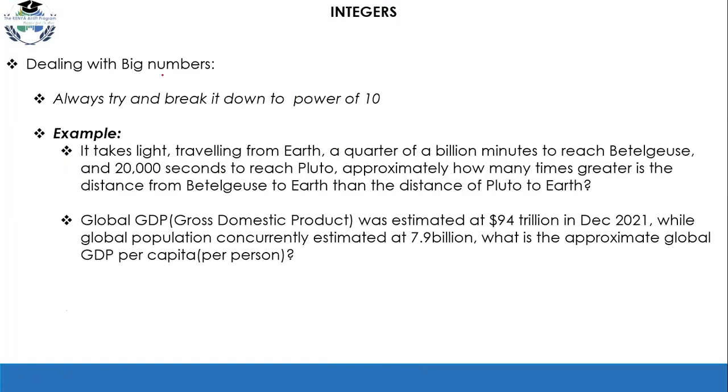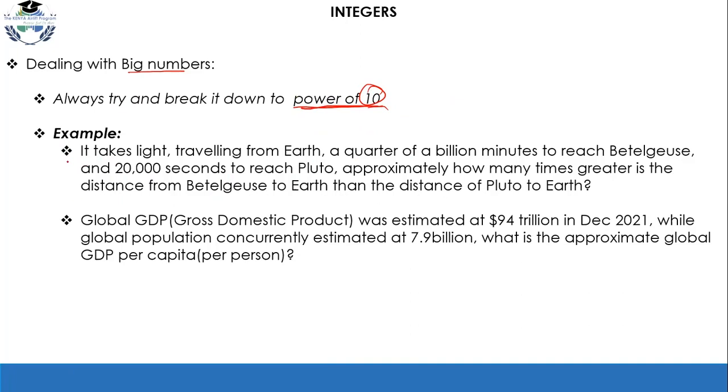So, how do you deal with big numbers when you're doing the integers part of the GRE? What is recommended is that you always try to break it down to a power of 10. Whenever you're given a ridiculous number, try to find the closest power of 10 that you can get that number to, and then solve the question without ignoring the power of 10 part. To make that clear, let's do an example here.